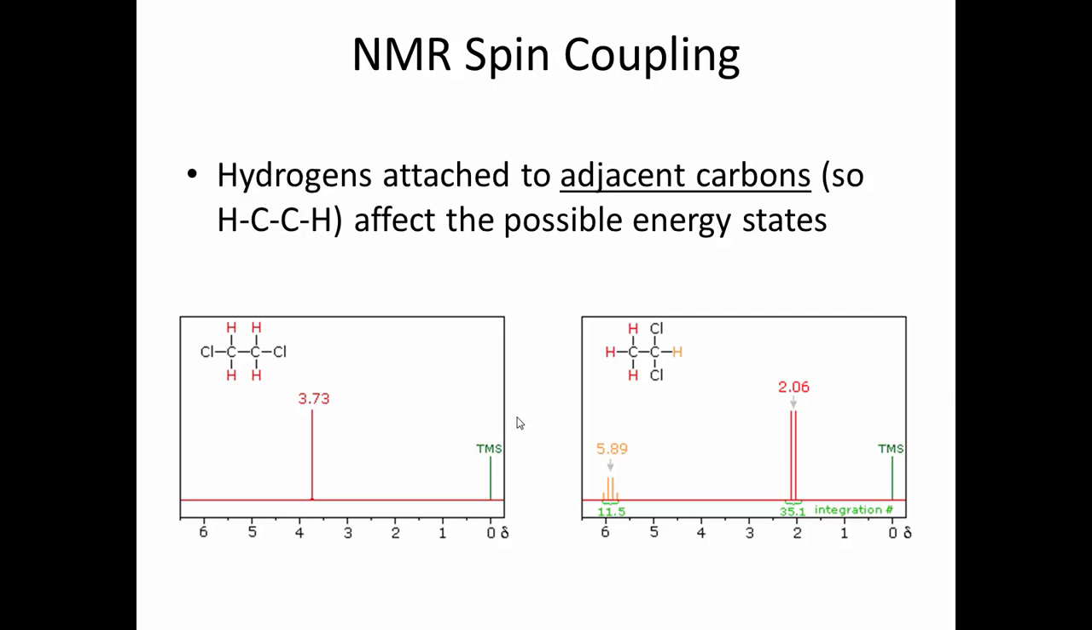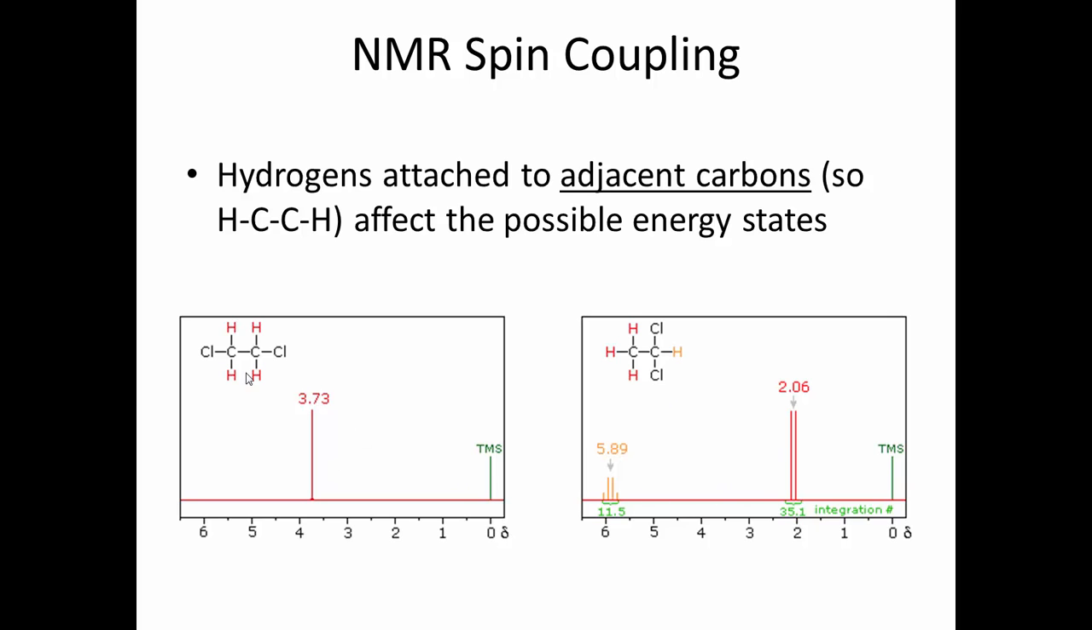So now we consider spin coupling, NMR spin coupling. Hydrogens attached to adjacent carbons. So you have carbon, carbon, you have hydrogen here, and you have hydrogen here. This hydrogen will affect the possible energy state of this hydrogen. So thus, when we run NMR, we see multiple peaks.